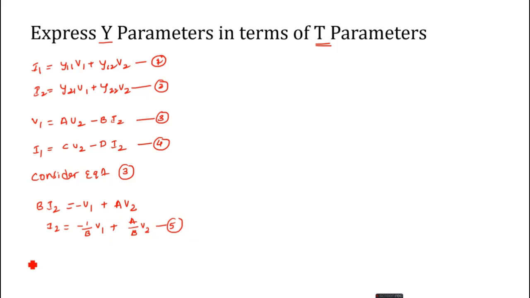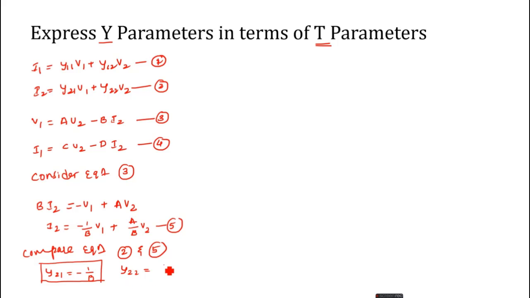Then compare equation number 2 with 5. Compare equation number 2 with 5. We will get y21 equals minus 1 by b, next y22 equals a by b.